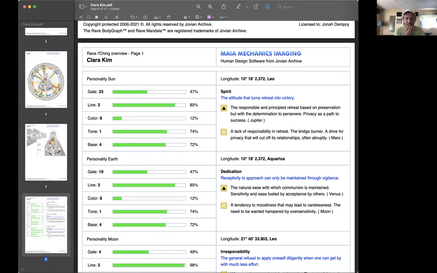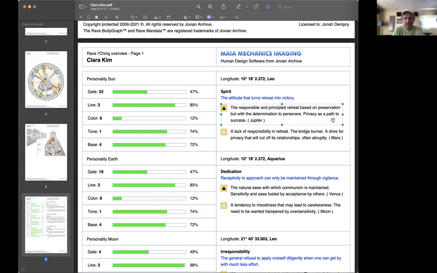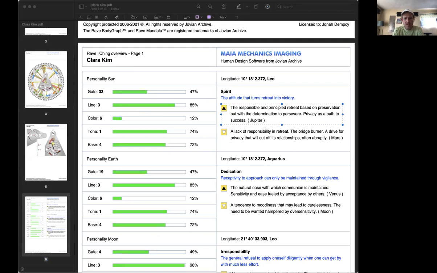Okay, so what I'm going to do is take the notes. I won't read them yet. I'm going to read them at the end, but I'm just going to take the notes for either side, the exalt or the detriment. Okay, responsible principled retreat based on preservation. So it's going to be private to preserve one's own spirit and success through privacy, even victory through retreat. Okay, I'm just taking notes.